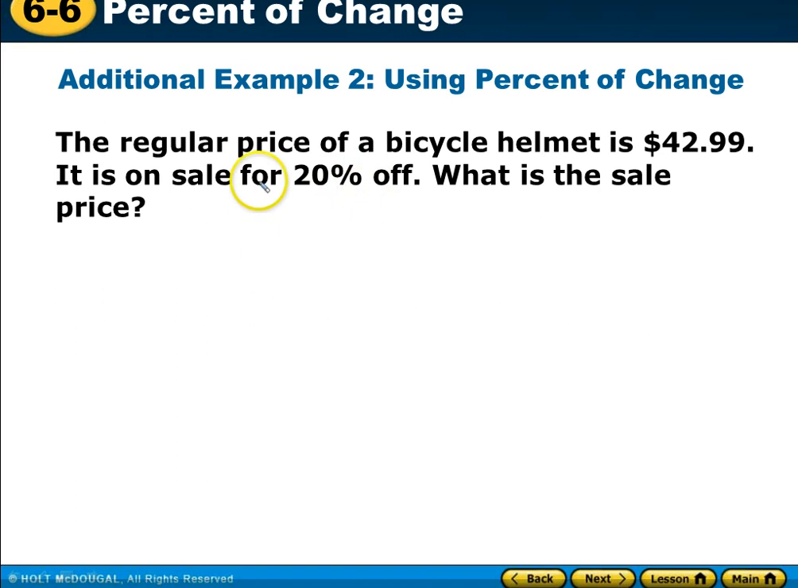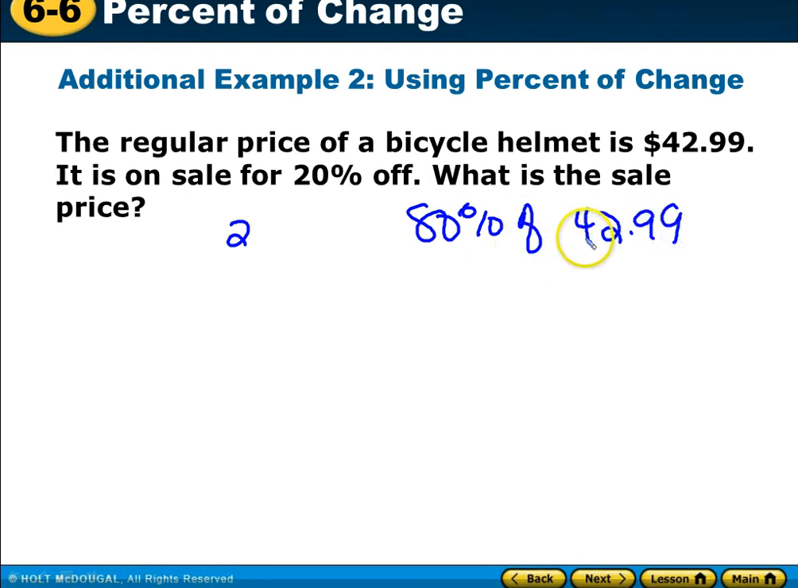So there are two ways to think of this. We can either say we are finding 80% of $42.99 to give me how much we are actually paying. That will give me the sale price. Or we can go another route where we first find the discount.